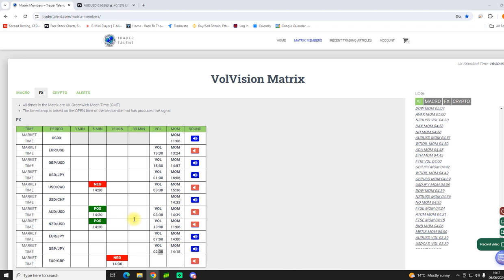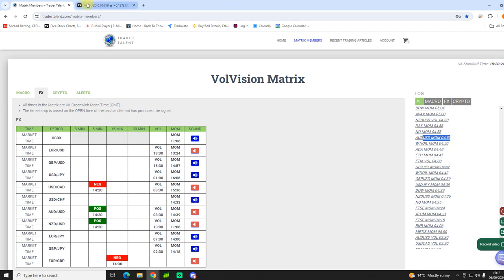So what I want to know firstly, this came in at 3:30, and when did momentum come in? So if I look to the right on the log, it should be here somewhere. There it is, Aussie dollar, US dollar, I've highlighted it. The momentum came in at 4:51. So we know the vol came in 3:30. This came in after that at 4:51.